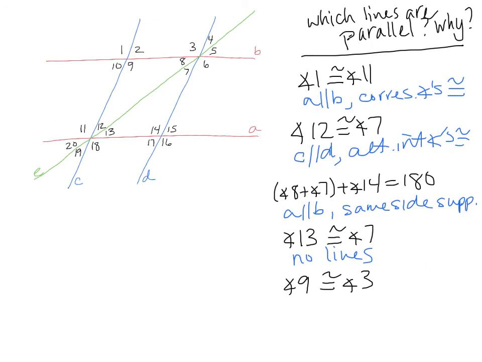Okay? And now for our last example, 9 is equal to 3. Okay, 9 is blue and red. 3 is blue and red, and they're alternate interior angles. So the C is parallel to D, and it's because alternate interior angles are congruent.